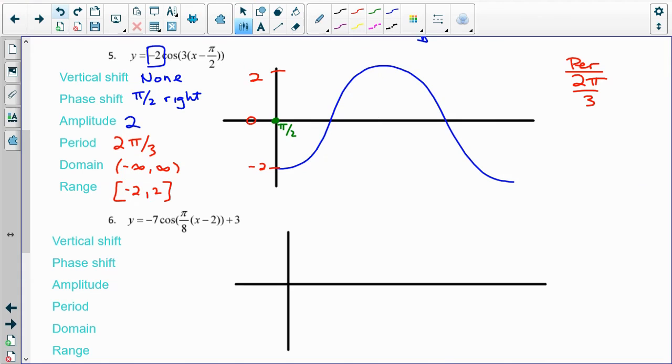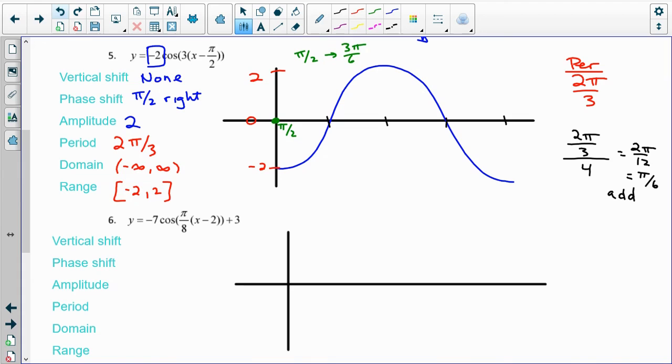And now I have to figure out what I'm going to add every time. So 2 pi over 3 divided by 4 gives me 2 pi over 12, which is pi over 6. That's how much I add every interval. So I'm going to add that, pi over 2 plus pi over 6. This ends up adding fractions, and so maybe the best way to go about it is to convert everything into sixths. So if I think about pi over 2, that's the same thing as 3 pi over 6.